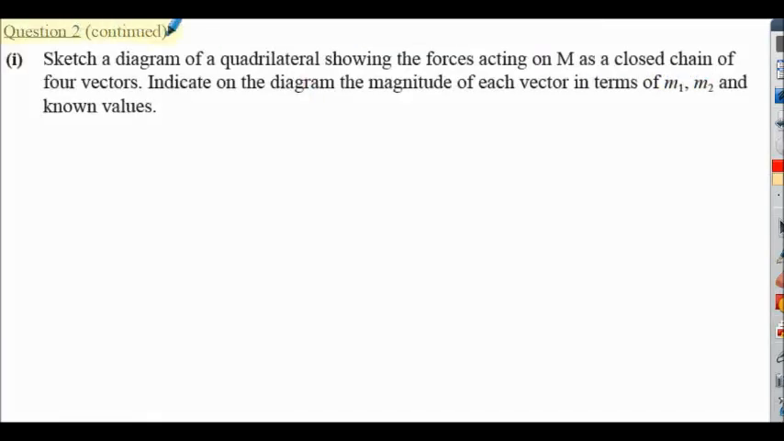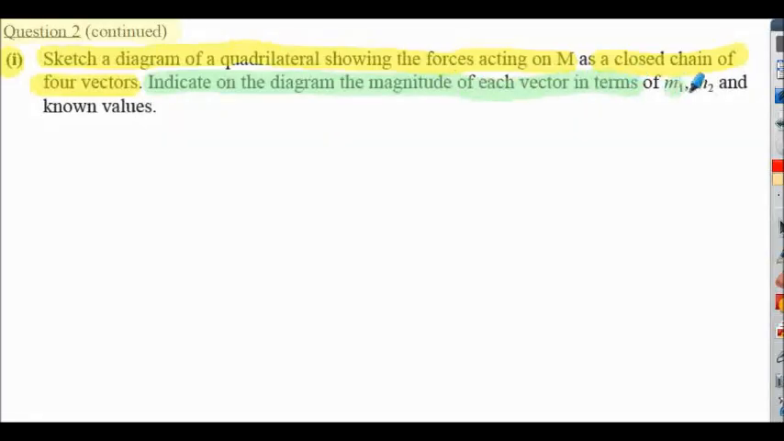Here's question 2, continued. We're asked to sketch a diagram of a quadrilateral showing the forces acting on mass m. They say a closed chain of 4 vectors, and that's because on the previous slide they stated that the mass m is in equilibrium. It's not moving up or down, left or right, or rotating around a fixed point. So we're asked to indicate on a force vector diagram the magnitude of each of the vectors in terms of m1, m2, and the known values stated in the question. Solution shown on the following slide.